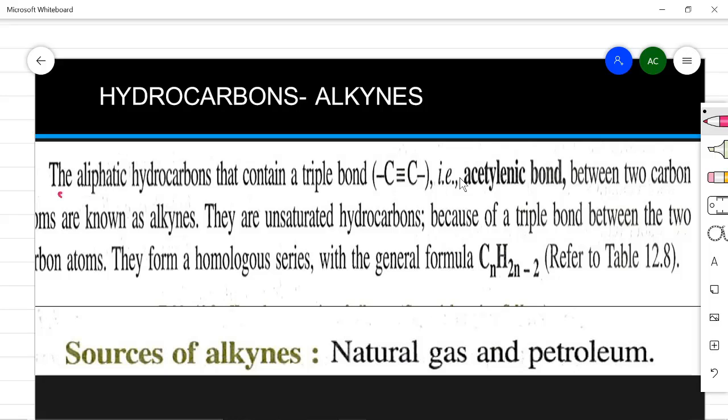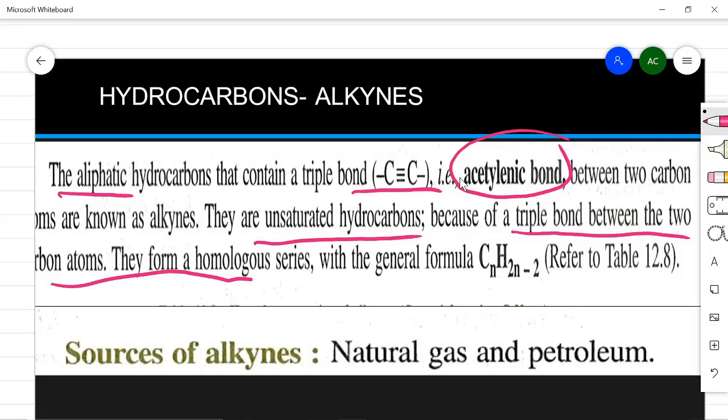Aliphatic means straight chain, which we have already discussed in the first video, where I explained the differences between alkanes, alkenes and alkynes. So they are the aliphatic hydrocarbons that contain a triple bond between two carbon atoms, and this bond is known as the acetylenic bond. They are unsaturated hydrocarbons, as you know that alkenes and alkynes both are unsaturated, whereas alkanes are saturated, and why they are so I have explained many times in my previous videos.